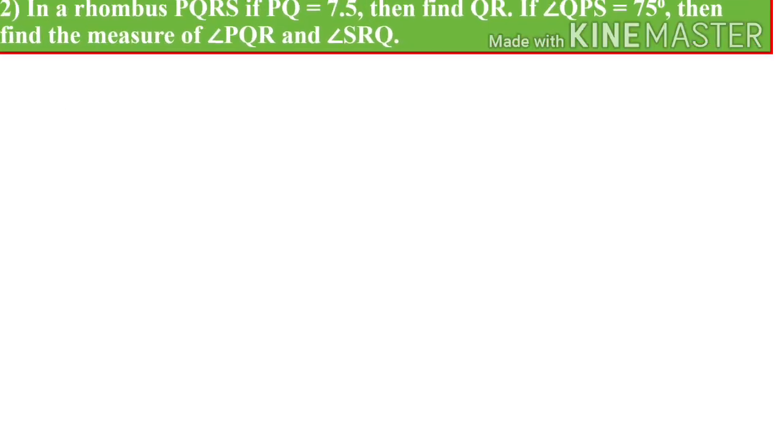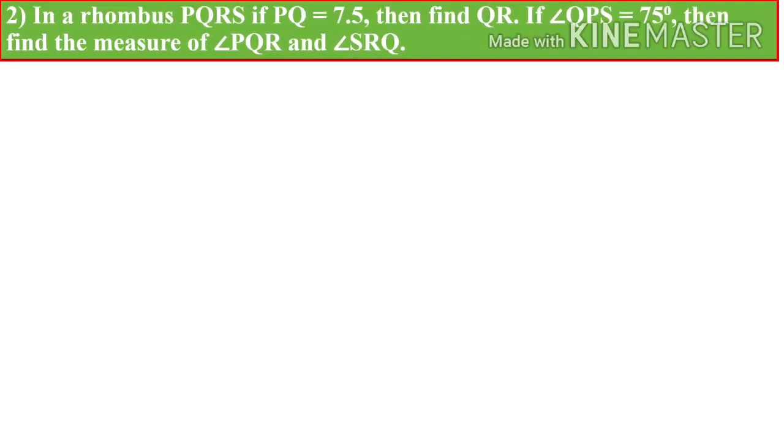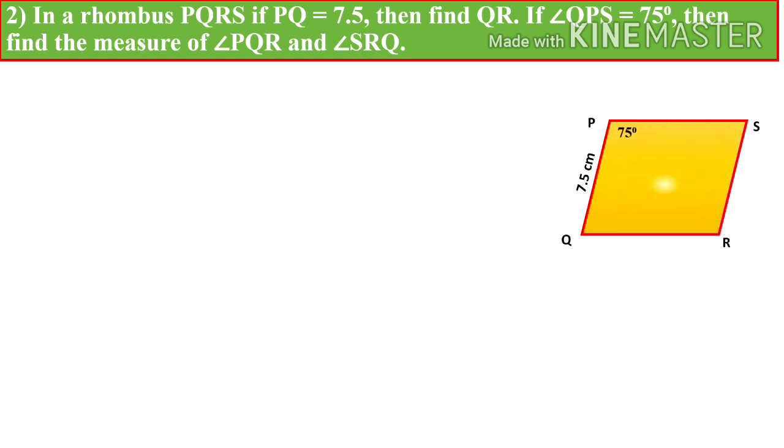Question number 2 is given. In a rhombus PQRS, if PQ is given 7.5, then find QR. If angle QPS is 75 degrees, then find the measure of angle PQR and SRQ. We have learned about the properties of a rhombus. In a rhombus, all the sides are congruent and opposite angles of a rhombus are congruent. By using that property, we will solve these sums.